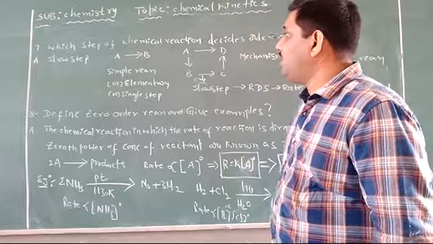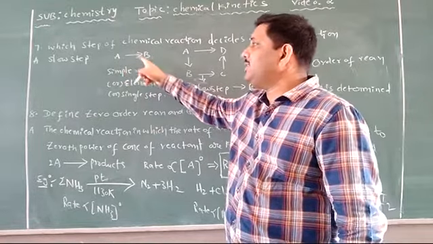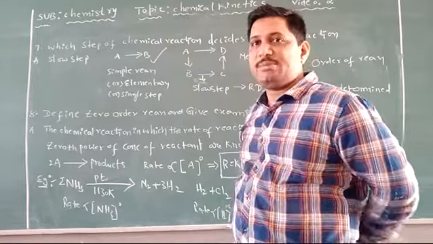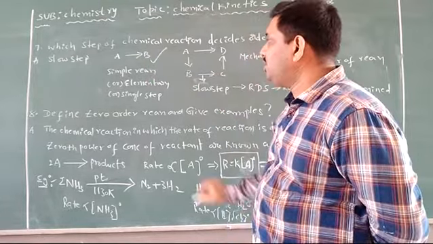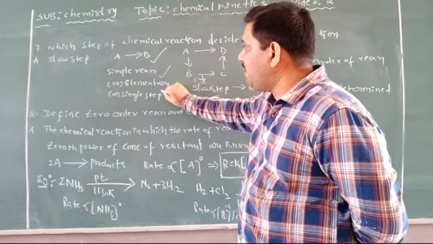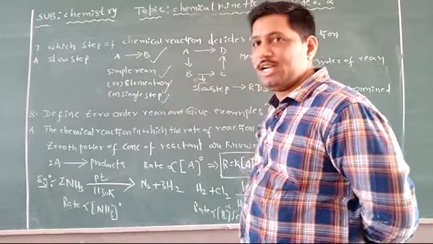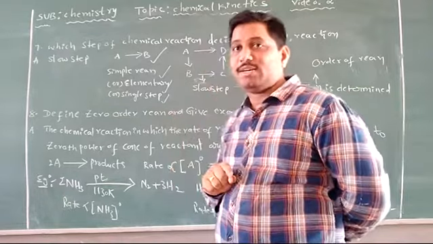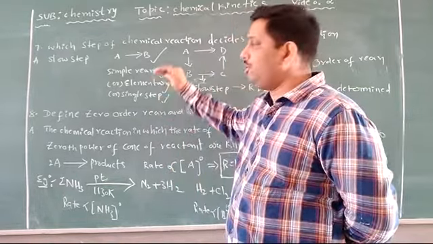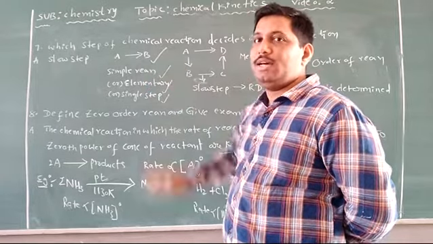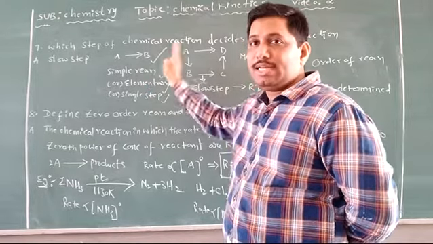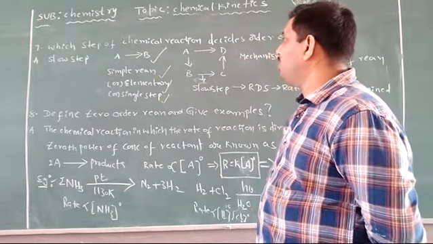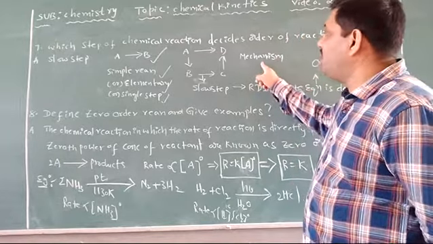Let us consider a chemical reaction. The reactant A can be converted into product B. This is known as a simple reaction, elementary reaction, or single step reaction. The reactions which take place in only one step are known as single step reactions, elementary reactions or simple reactions. In one step, the reactant A is converted into product B. But complex reactions are also present.